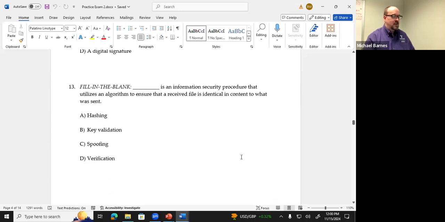All right, fill in the blank. Blank is an information security procedure that utilizes an algorithm to ensure that a received file is identical in content to what was sent. This is one of those ones that I told you on one of the slides, just knowing the definition will be sufficient. The definition listed here is hashing, okay? That's all you need to know here, that we're talking about hashing in this situation.